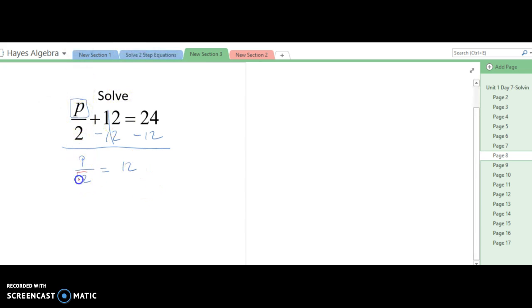But now, this 2 is linked to p by division. How do I undo division? I multiply by that denominator. These eliminate or reduce to give you 1, so I'm left with p. If I multiply the left side by 2 and multiply the right side by 2, that gives me 24. Again, I want you showing all of these steps.